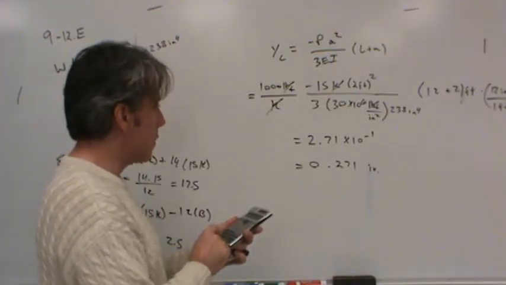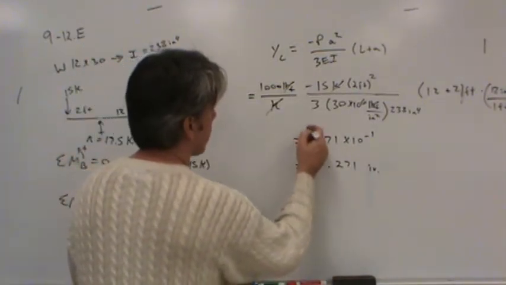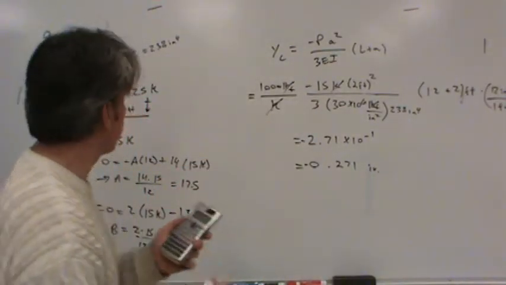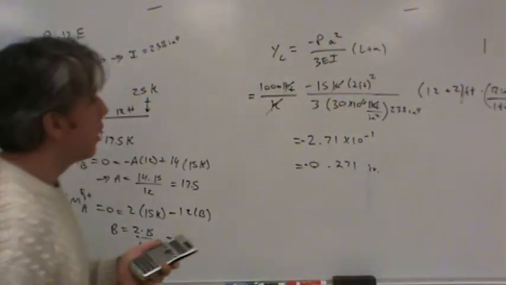1,000 times 15, oh, by the way, this should be a negative. I dropped the negative sign. In other words, the deflection is down, not up. But that's expected because the load's acting downward.